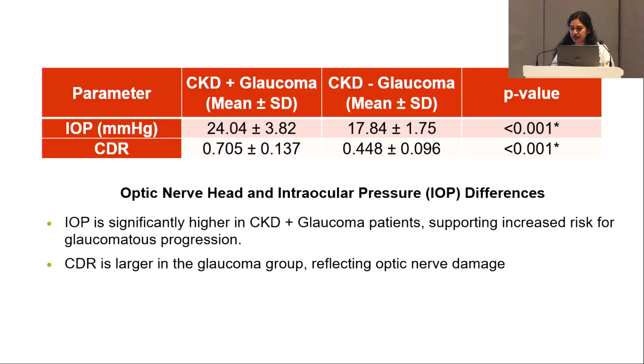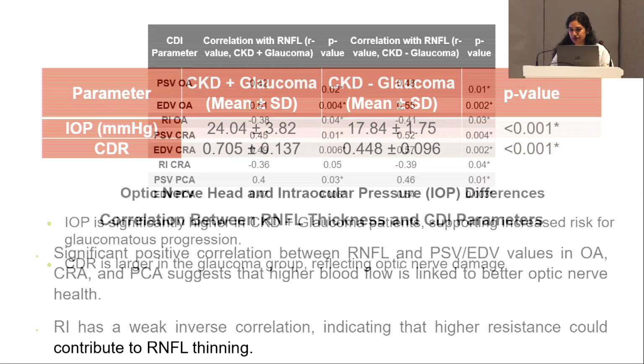Regarding optic nerve head and intraocular pressure differences, IOP is significantly higher in CKD patients with glaucoma, supporting an increased risk for glaucomatous progression. The CDR ratio is larger in the glaucoma group, reflecting optic nerve damage.